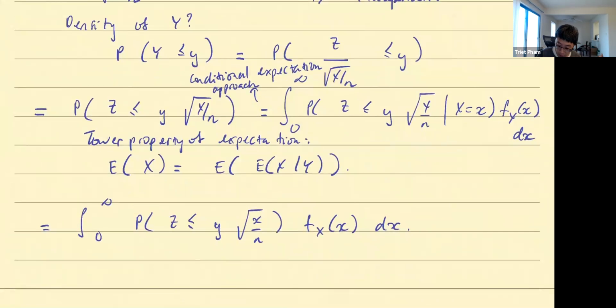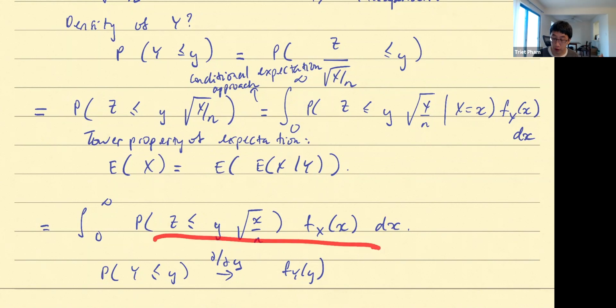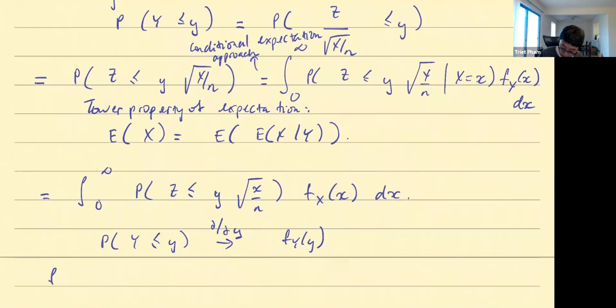So how do we go from the CDF level to the PDF level? What operator will carry us from here to here? Exactly, differentiation with respect to y. So we will take this expression, it's not that ugly, and differentiate with respect to y. In other words, the density of the t distribution will be the derivative with respect to y of this.